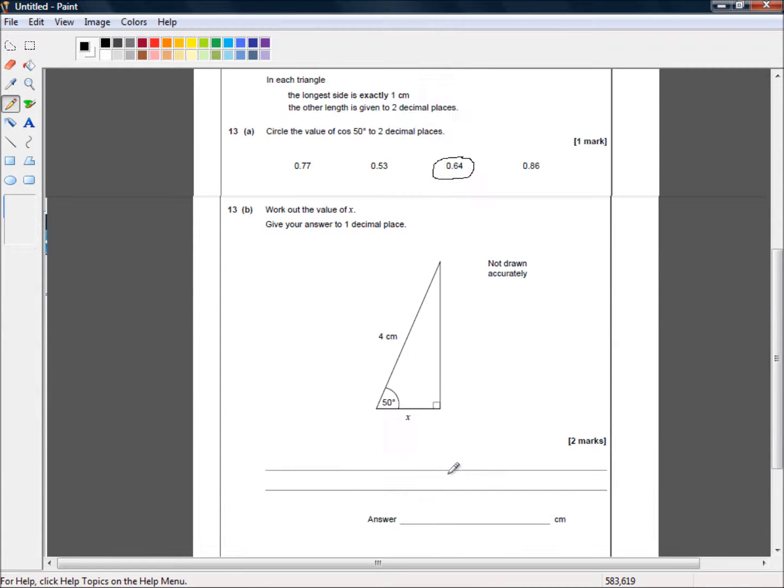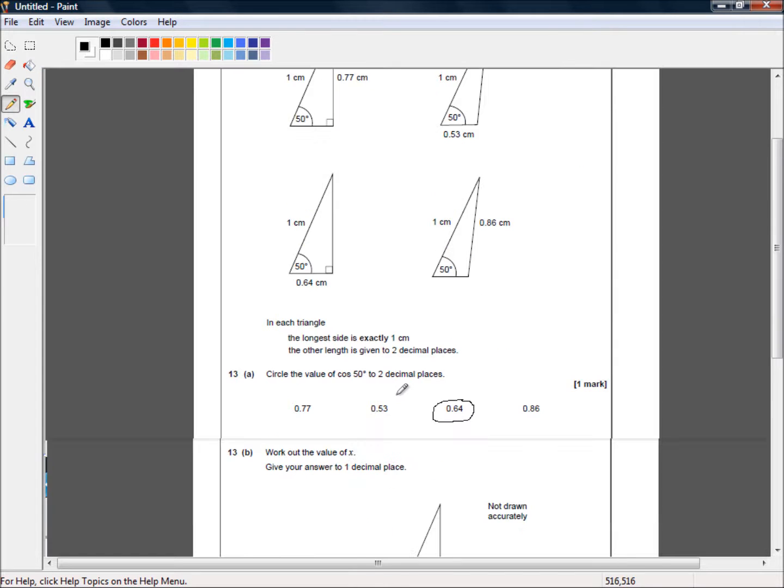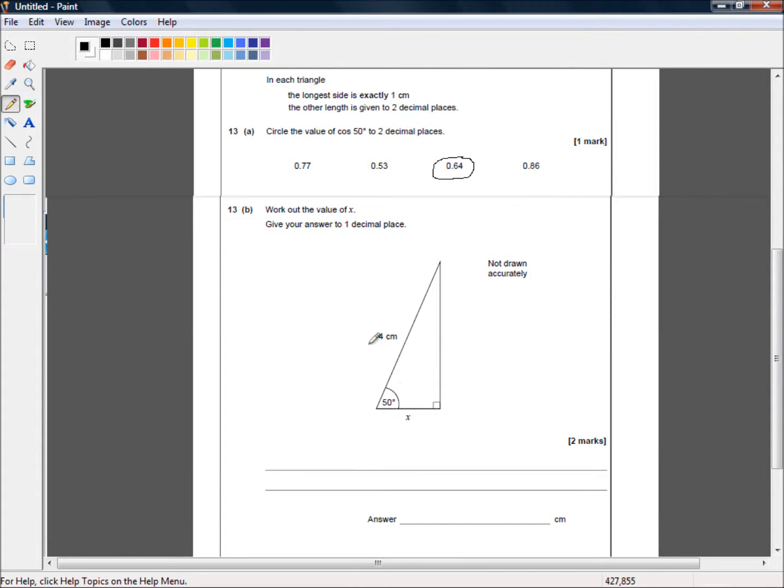And if we move down to part B, work out the value for x. We've got another right angle triangle here. Oh, by the way, we have to go by the right angle triangle because SOHCAHTOA is for right angle triangles. It's not necessarily true if they're not right angle triangles. Okay, so work out the value of x, give your answer to 1 decimal place. So we want to know this adjacent side here. Coincidentally, this is also 50 degrees and this is the adjacent side.